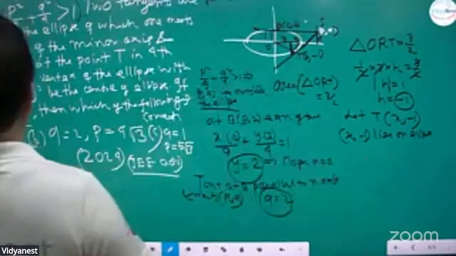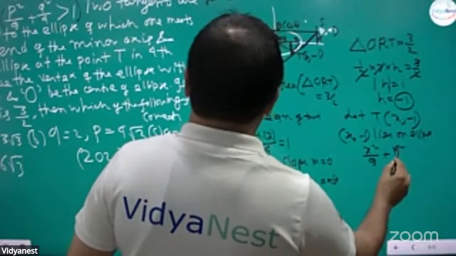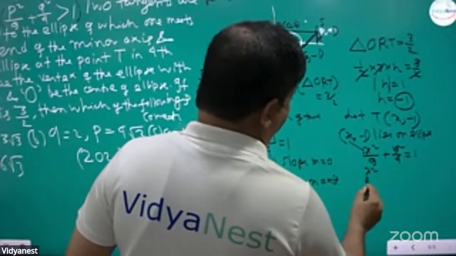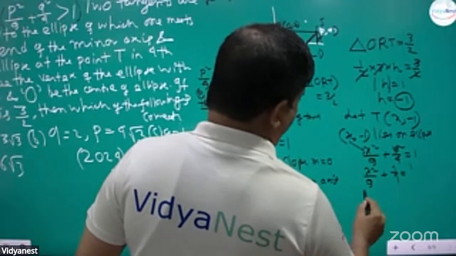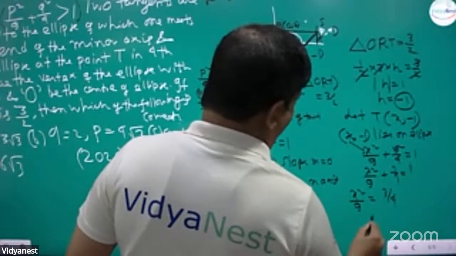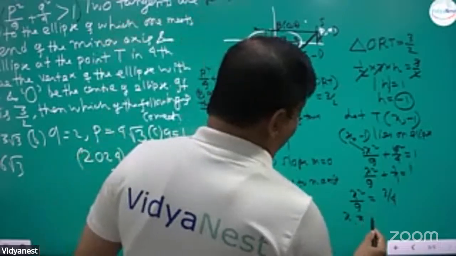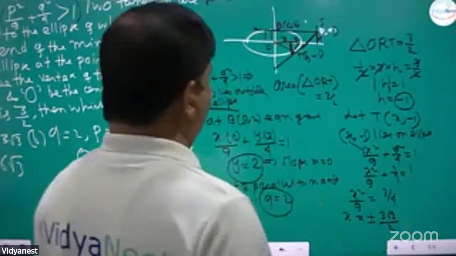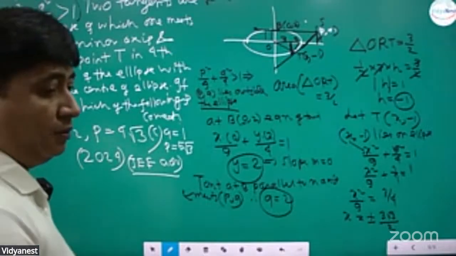So, what is the equation of the ellipse? x square by 9 plus y square by 4 is equal to 1. In place of x, you put that x, and in place of y, you put that -1. So that will give you x square by 9 is equal to 3 by 4. So x is equal to plus minus 3 root 3 by 2. That is x. Hope you got it.